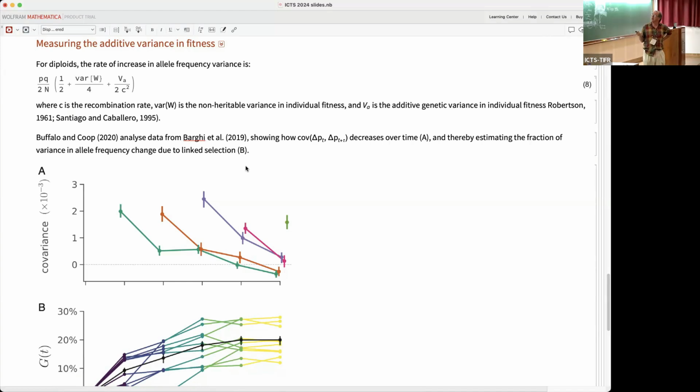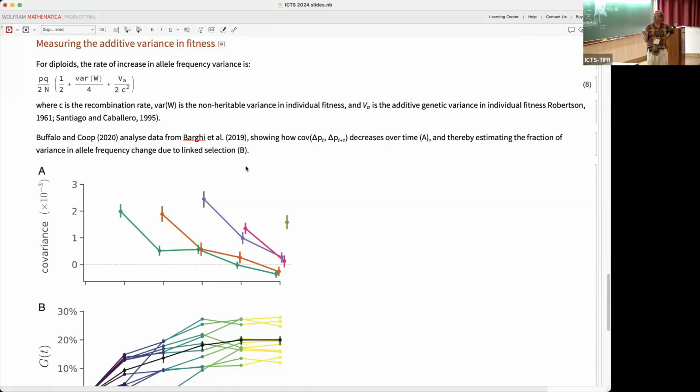But then you have this other term where VA is the additive genetic variance in fitness, in diploid fitness, divided by something proportional to the square of the recombination rate. In fact, there's a slightly more complicated formula which allows for other ways in which the correlations decay. C is basically a measure of the rate of decay of correlations of fitness from one generation to the next. So this is really a simple formula, which it's surprising that it took so long for people to realize that this is a neat way to estimate additive fitness variance without identifying individual loci.